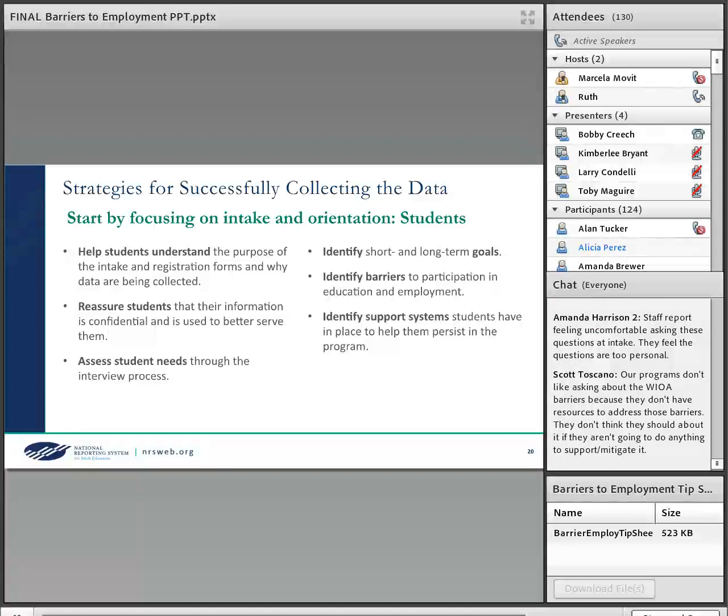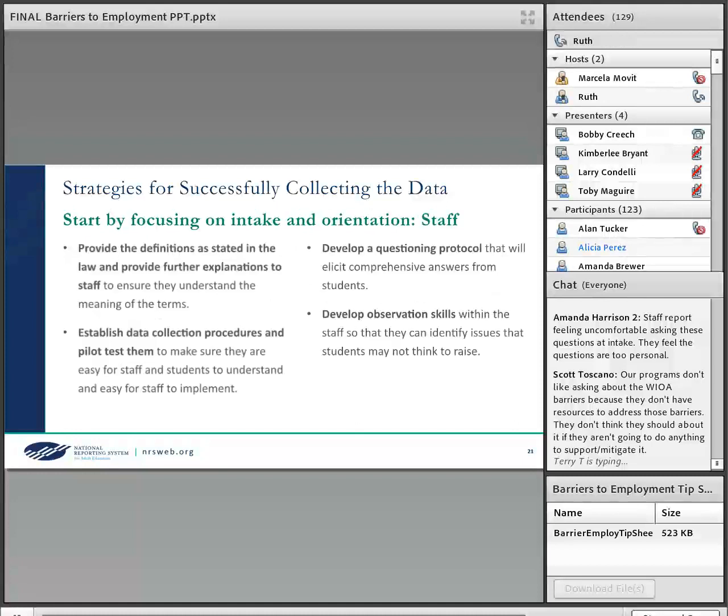Another thing that can be very helpful is identifying what support systems students already have. If they have family or community members that can help them persist in programs in terms of attending or completing their work and encouraging them through the process, that's very good to know. And also, on the other side, to know if they have any gaps in their support systems that need to be addressed to make their participation more successful. So with that, I am going to turn it over to Marcella.